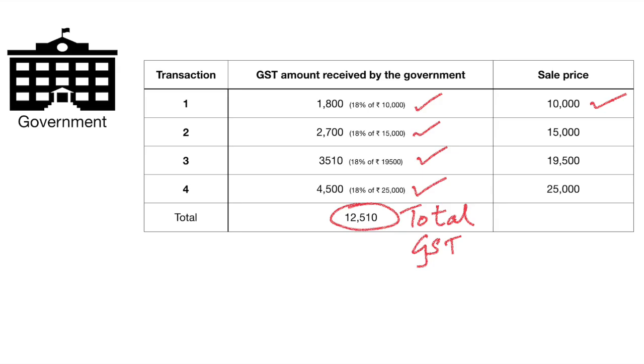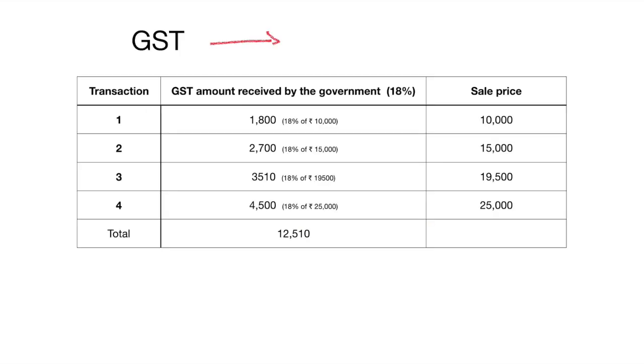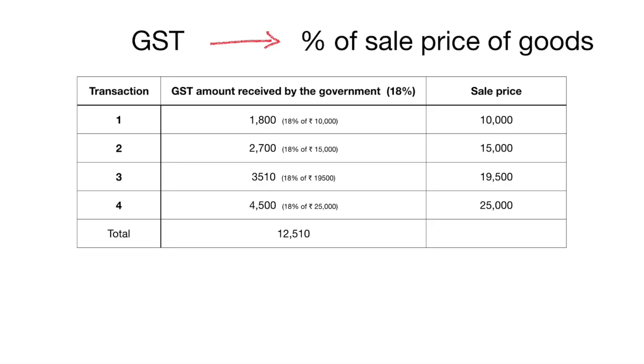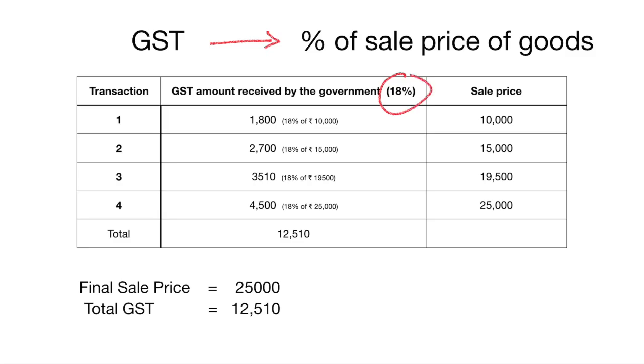We have seen that GST is calculated as a certain percent on the sale price of the goods. Correct? Okay. So let us compare. In our example, the final sale price of the goods was rupees 25,000. And the total GST received by the government was rupees 12,510. Now, because the GST on this goods is at 18%, the total GST received by the government should also be 18% of the price of goods.